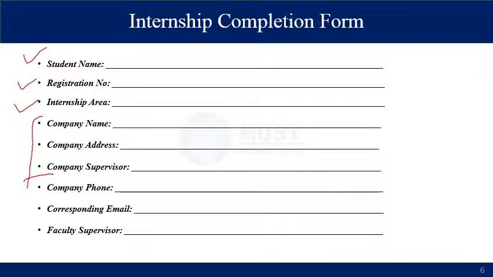Then you have to provide the contact details of your company along with its phone number, email, and a faculty supervisor name from the department.